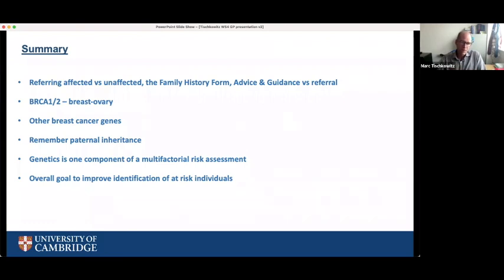So in summary, I've given you a brief overview of BRCA1 and BRCA2 and also the other breast cancer genes. Important to remember paternal inheritance. Important to remember that genetics is only one component of the multifactorial risk assessment. And the overall goal here is to improve identification of at-risk individuals, so we can target early detection and surveillance to those people concerned.